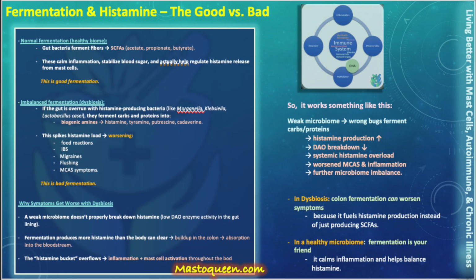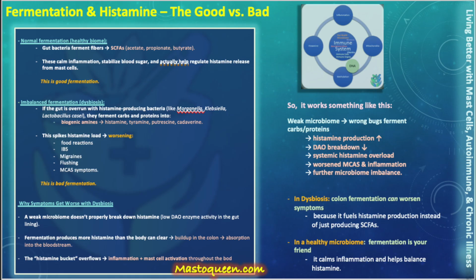Here's why symptoms get worse with dysbiosis. A weak microbiome doesn't properly break down histamine because DAO enzyme activity in the gut lining is low. At the same time, fermentation is producing more histamine than the body can clear. It builds up in the colon, leaks into the bloodstream, and your histamine bucket, so to say, overflows. The result is inflammation and mast cell activation throughout the body.